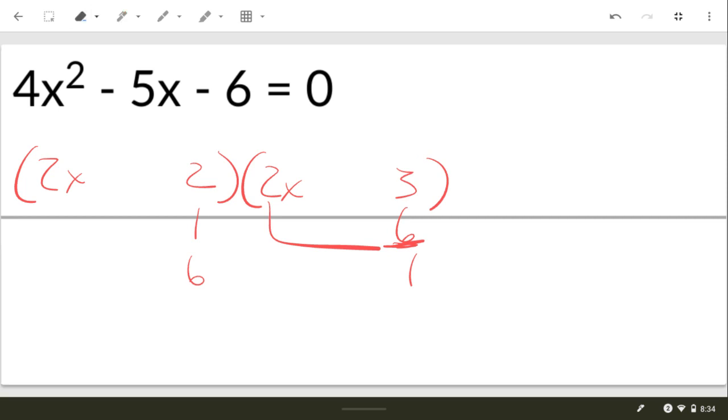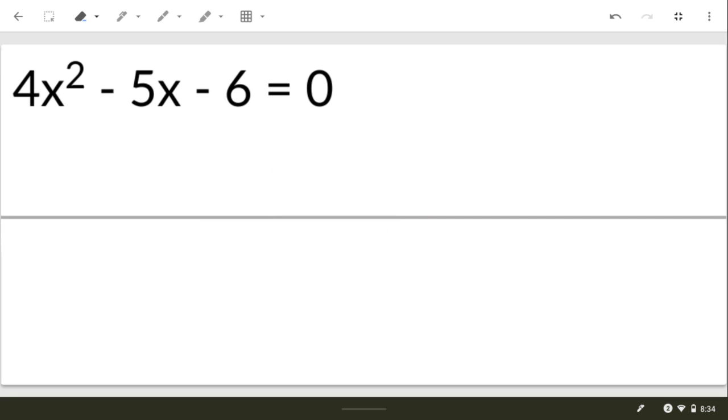So in this problem, you cannot have a 2x and a 2x, because you're going to wind up with that shared factor problem no matter which way you cut it. So instead of a 2x and a 2x, we're going to have to try 4x and a regular x.